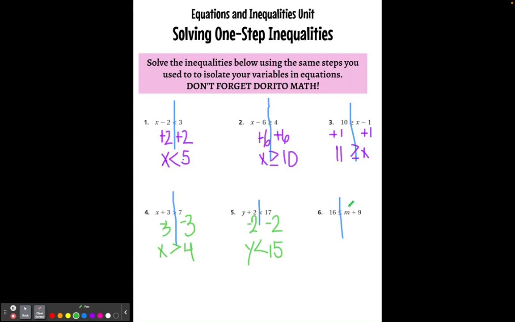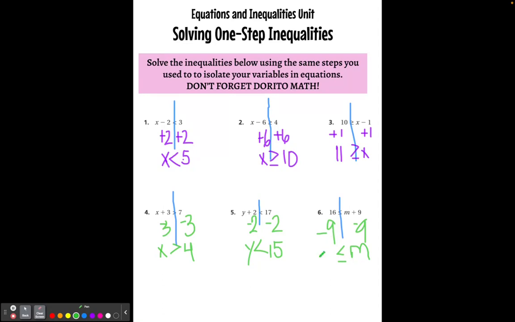And then the final one, here's my variable. I'm adding 9, so the inverse would be to subtract 9, right? And I have to do that to both sides, right? So these cancel out and leave me with m. I'm going to bring down my inequality symbol, and now I'm going to actually subtract them out, right?